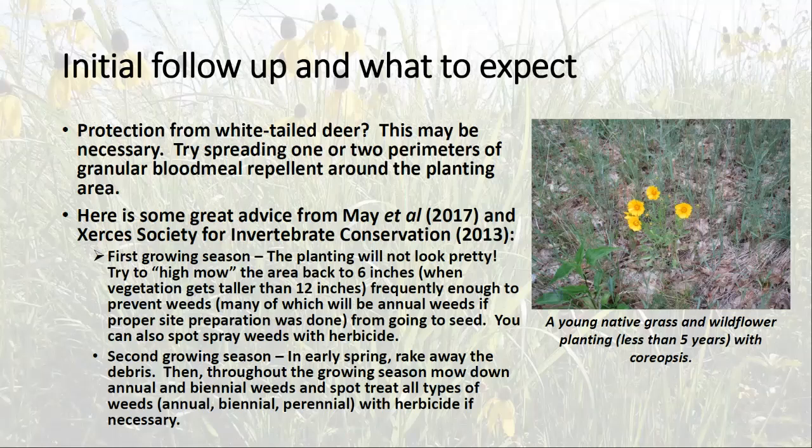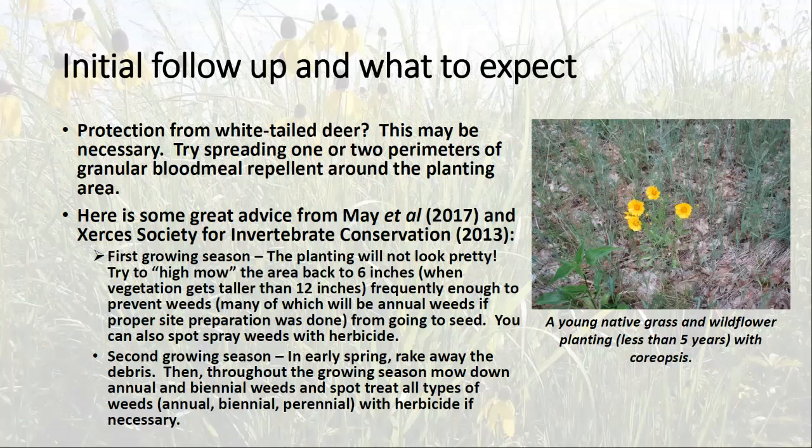So initial follow-up and what to expect. Something that may or may not be a problem is browsing by white-tailed deer. This is really context dependent. You're going to want to watch your local deer herds and see how they're reacting to your plants. If you are pretty sure that deer are going to start going after those germinants as soon as you spread your native seed, I suggest being proactive and getting some kind of repellent around your planting area and even in the middle of your planting area if you want to spend the money on that.